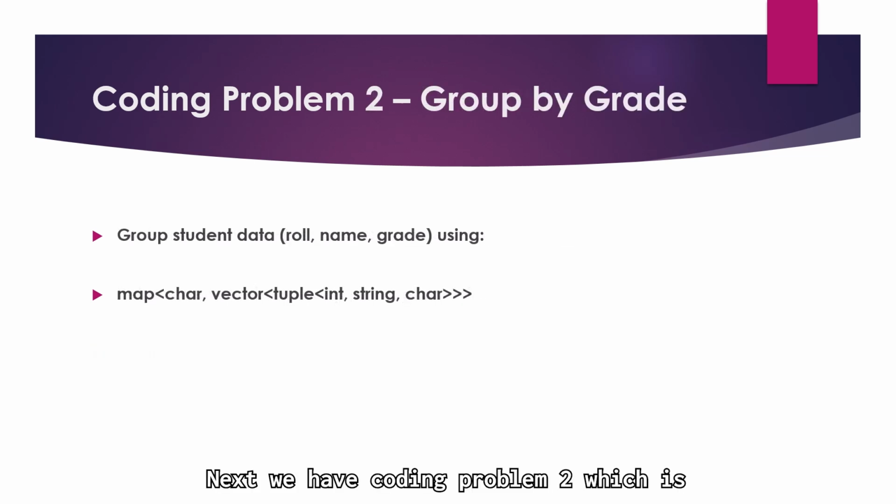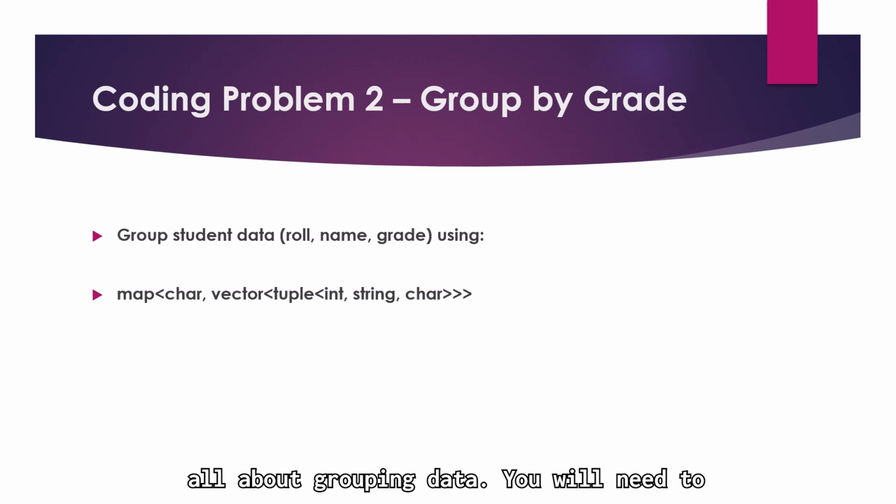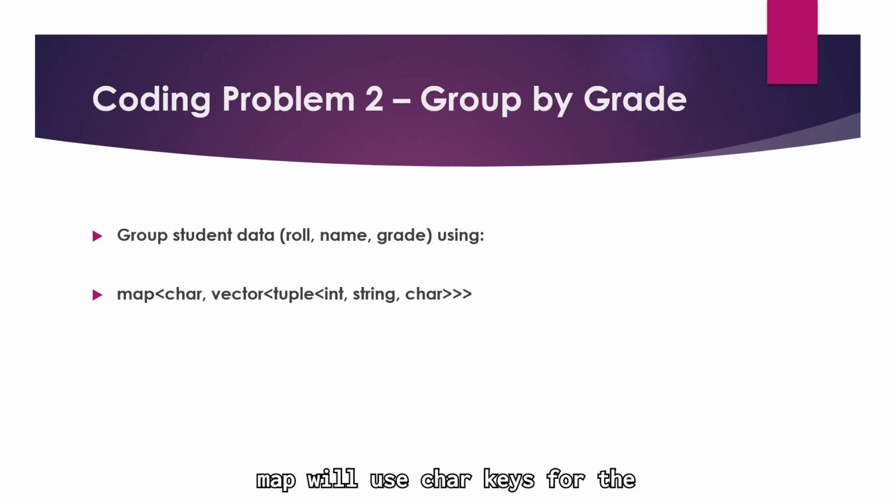Next, we have coding problem 2, which is all about grouping data. You will need to organize a set of student records containing roll number, name, and grade into a map based on their grades. The map will use char keys for the grade and store a vector of tuples for each student in that grade. This challenge tests your ability to manipulate map, tuple, and vector and how to efficiently group and store data in STL containers.